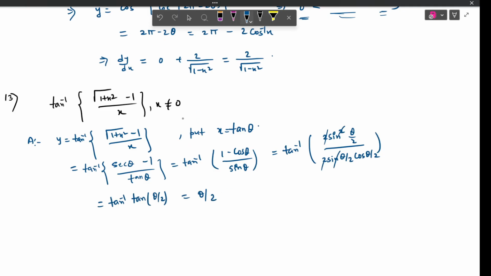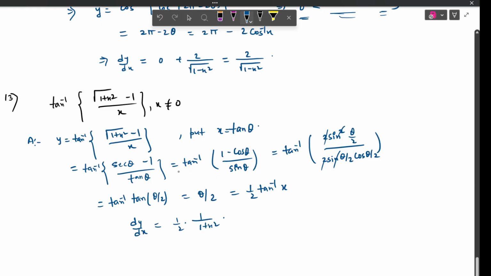Because there is no domain given. It is given that x is not equal to 0 for this, but nothing else is mentioned. So you can say tan inverse tan theta by 2 is theta by 2. So it will be half tan inverse of x. And we know if we differentiate now on both sides, we will get half times the derivative of tan inverse x, which is 1 by 1 plus x square. Okay, now it is very easy.